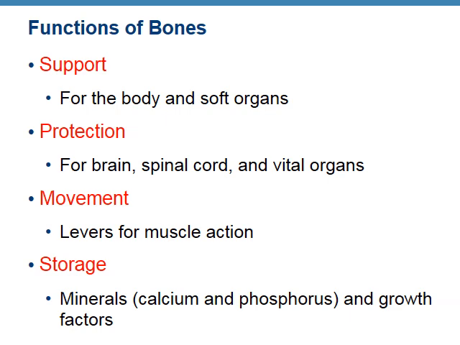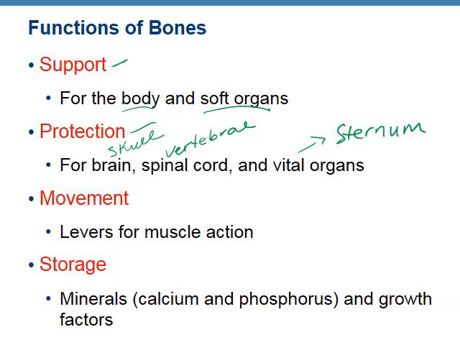Here are the functions of bones listed for you with a brief explanation on this slide and the next. So obviously bones offer some sort of support for us, right? Support for the body, support for the soft organs. They offer protection. So think of all the places that we have bone. We have the skull, which is around our brain. We have the vertebrae, which are around our spinal cord, and then around our vital organs like our heart, we have the sternum. So basically, if something's encased in bone, it's going to be important.